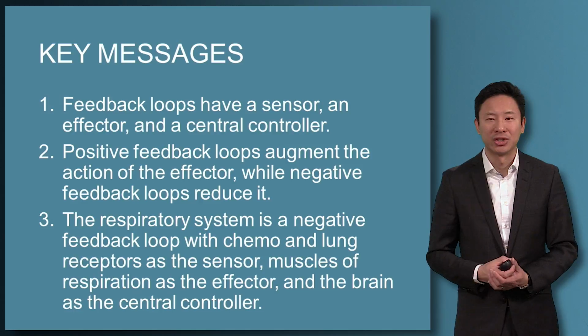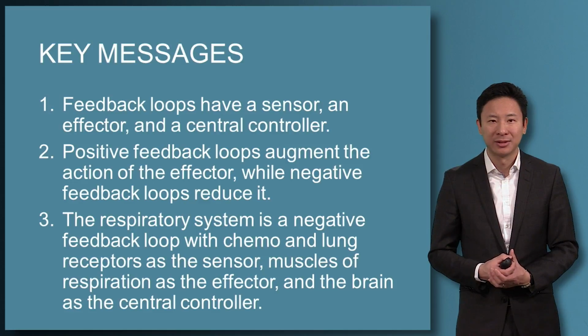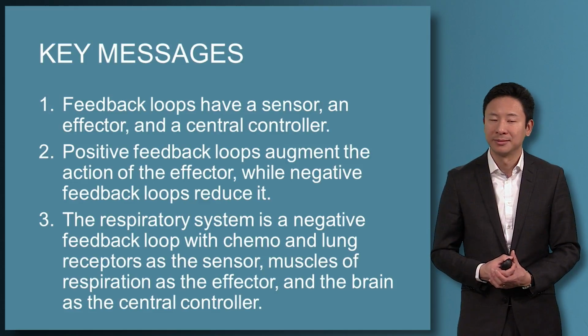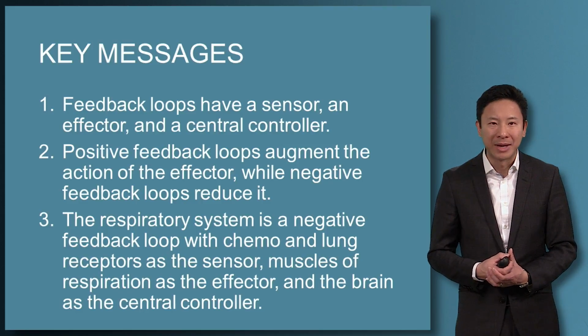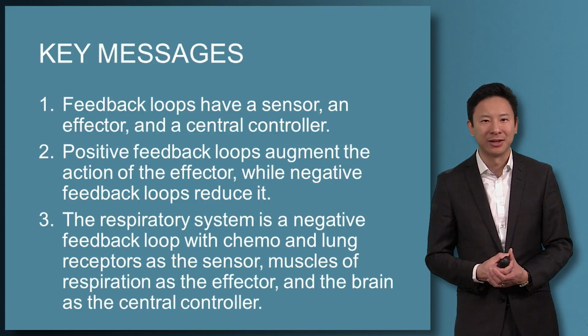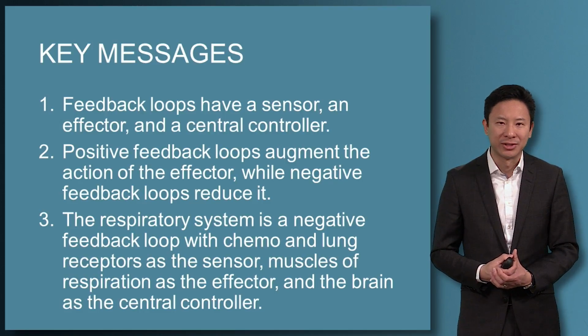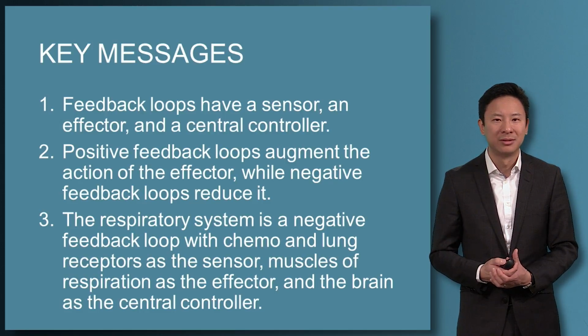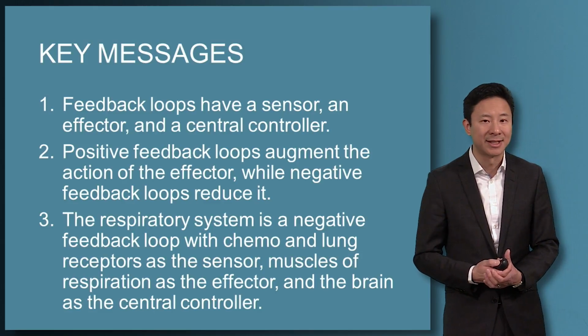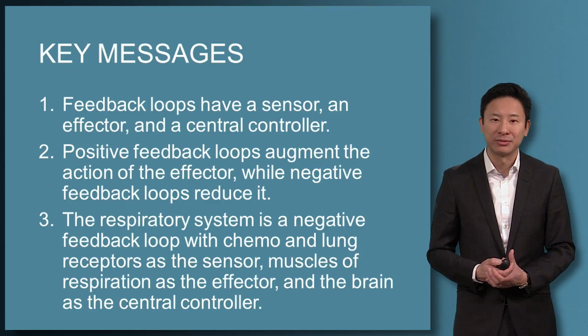So here are the key messages from this short introductory video. Number 1, feedback loops have a sensor, an effector, and a central controller. Number 2, positive feedback loops augment the action of the effector, while negative feedback loops tend to reduce it. The respiratory system is a negative feedback loop with chemo and lung receptors as the sensor, muscles of respiration as the effector, and the brain as the central controller.